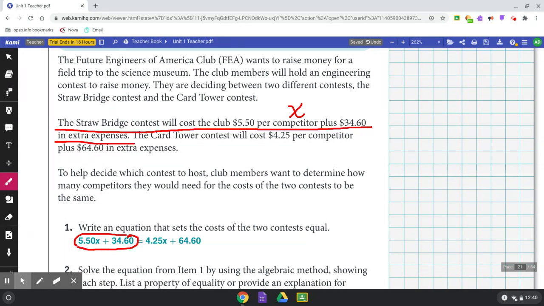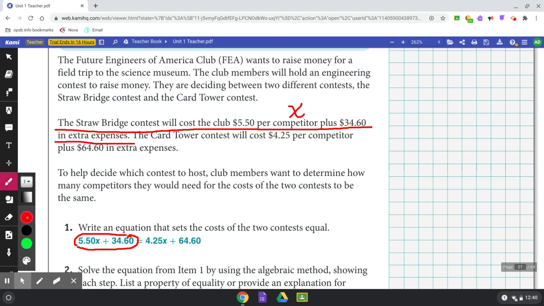$34.60 is your constant. It doesn't change. It's a flat rate. Hey, your expenses for this competition is going to be $34.60. Your variable is the $5.50 times X. That varies depending on how many competitors you have. So your variable X goes with $5.50. $34.60 is your constant. Never changes.